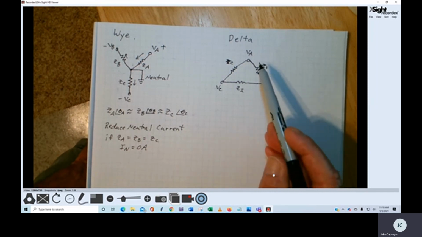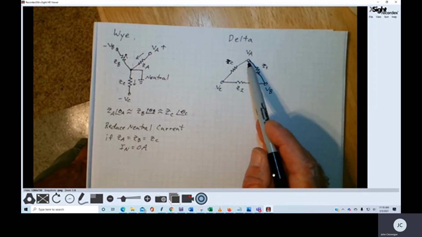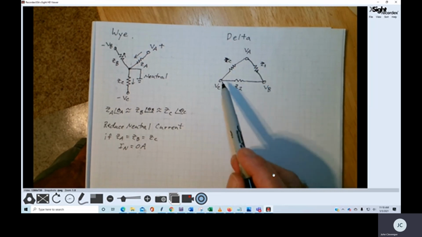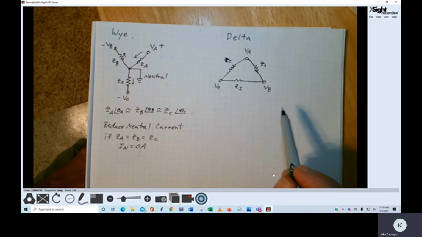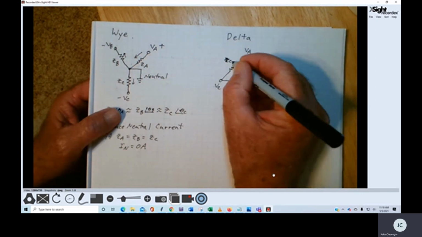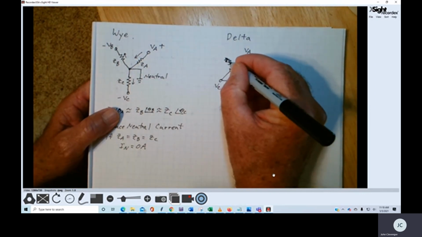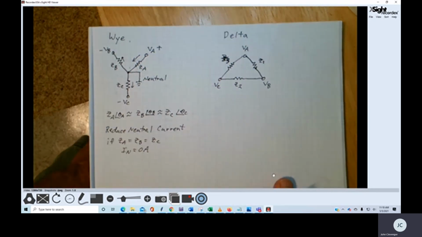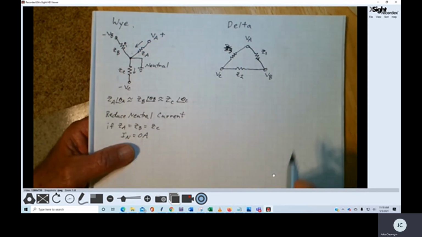So with the delta system, we don't utilize the neutral. The voltage difference is the voltage between point A or VA and VB, between VB and VC, and of course VC and VA. That was Z3 there. Sorry, I wrote a C. I meant to write a Z3. Sorry, messing my paper all up.